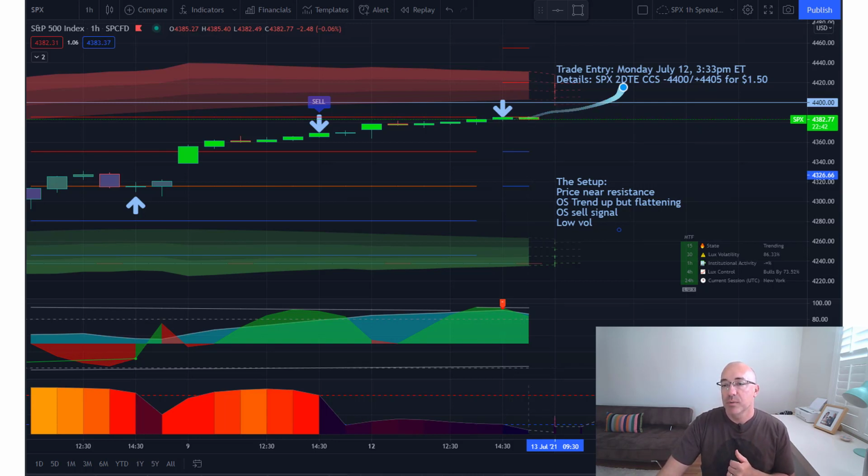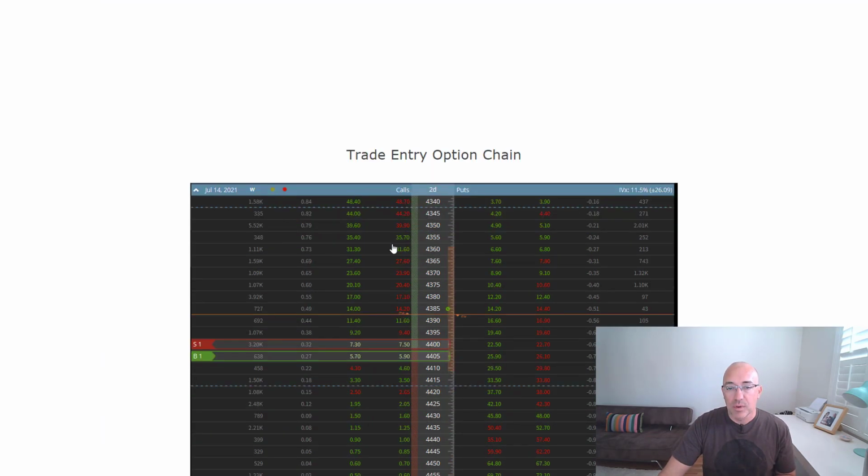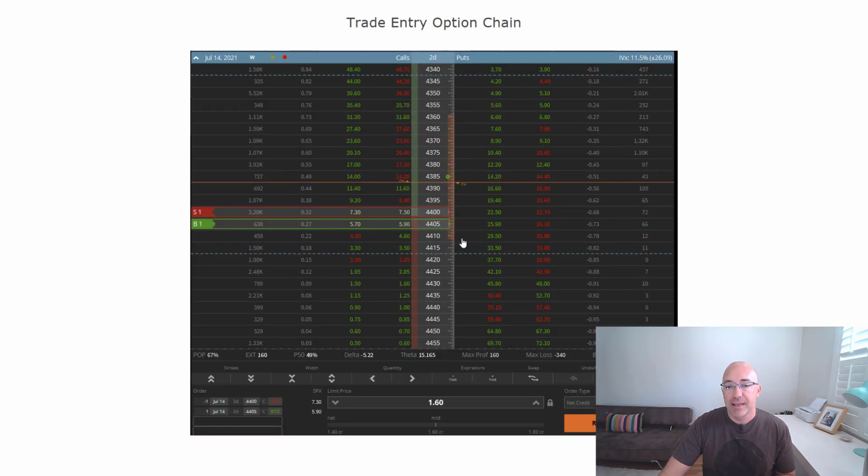So what I ended up selling was a 2-day to expiration CCS, call credit spread, where I sold the 4,400. That's this price. That 4,400 is pretty close to the cloud, so that's near another potential resistance area, and I got $1.50 for it. So let's look at what the option chain looked like at the time of entry.